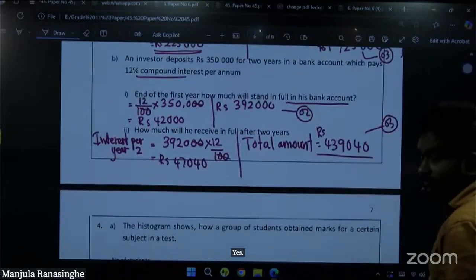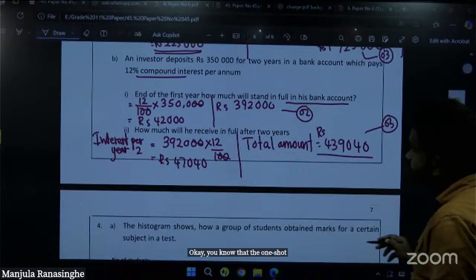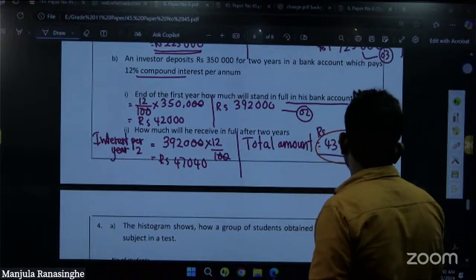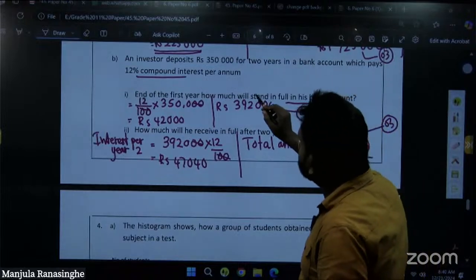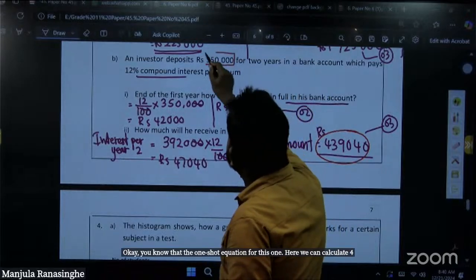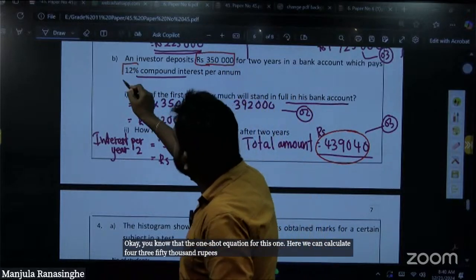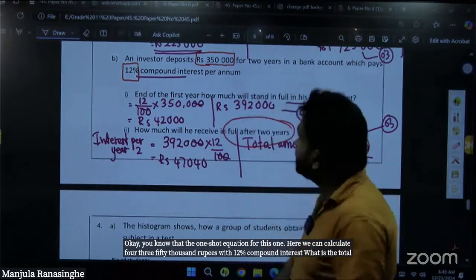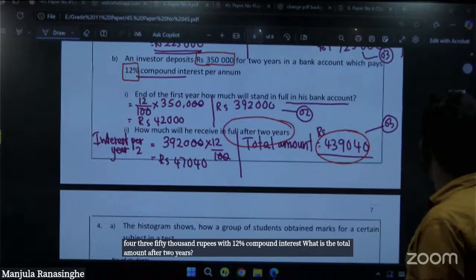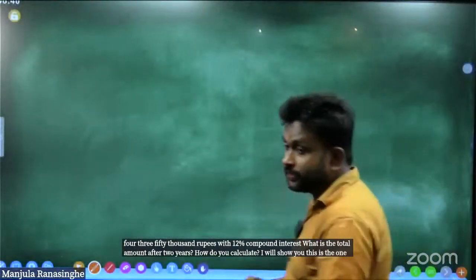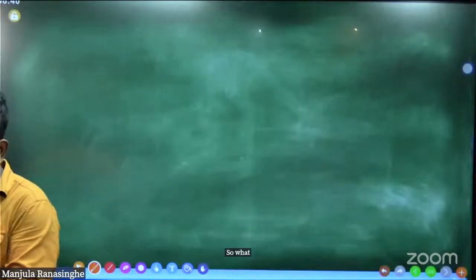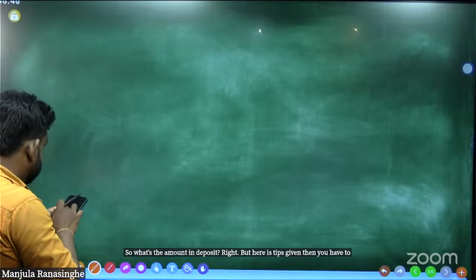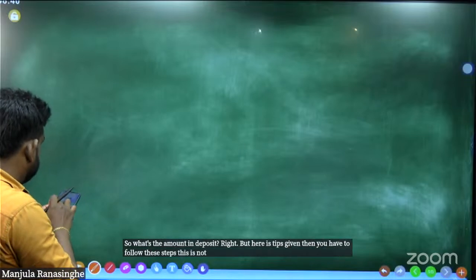Okay, you know the one shot equation for this one. But since we have steps here, we cannot do it that way. Remember well. Here we can calculate for 350,000 rupees with 12% compound interest. What is the total amount after 2 years? How you calculate? I will show you. This is the one shot equation. But here steps are given, then you have to follow these steps.